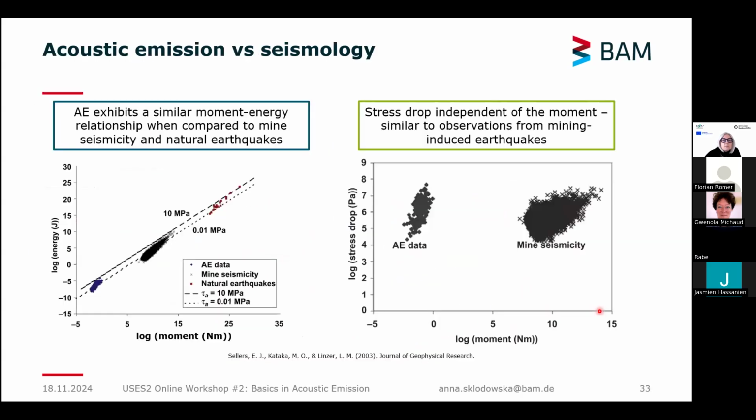To give you also an overview, if we look at the energy-moment relationship of acoustic emission, it shows a similar trend as, for example, mine seismicity events or natural earthquakes. So they follow the same patterns. And as with mine seismicity, the stress drop and the moment are independent. So basically, this shows a very similar relationship.